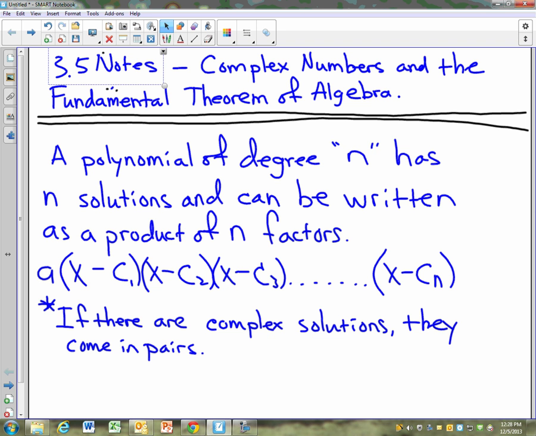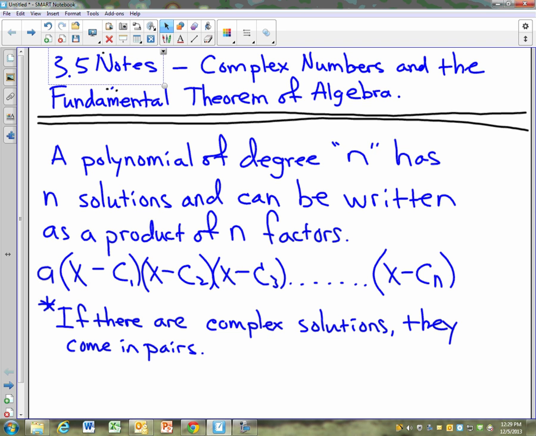So, complex numbers in the fundamental theorem of algebra. Now, this is not what the fundamental theorem of algebra says exactly, but it's very similar. I wrote it in a language that we could better understand. If a polynomial has degree n, how many solutions does it have? N. If a polynomial has degree 4, it has 4 solutions. If it has degree 8, it has 8 solutions. So a polynomial of degree n has n solutions.